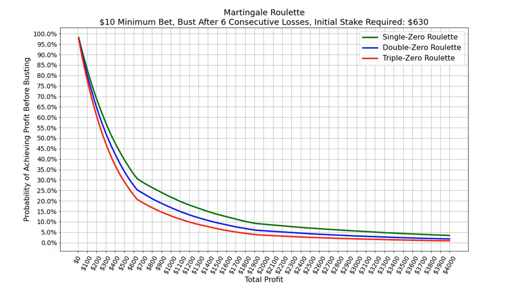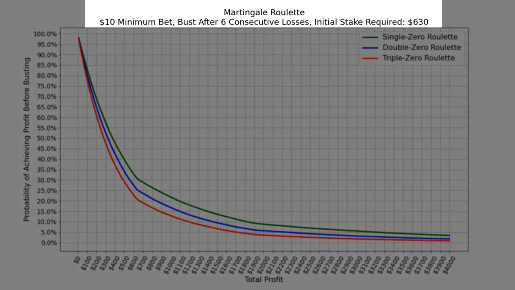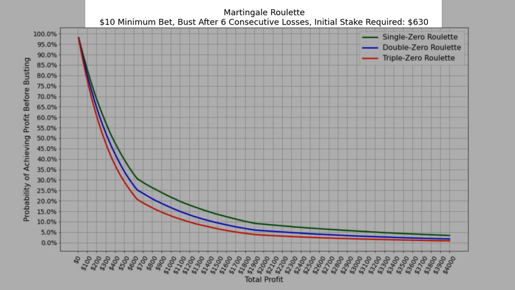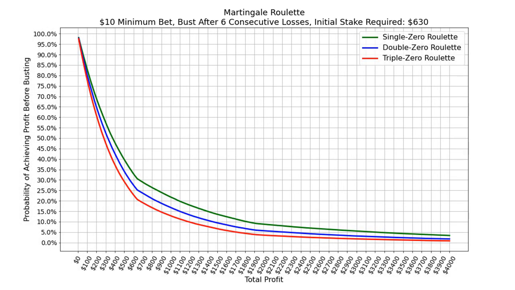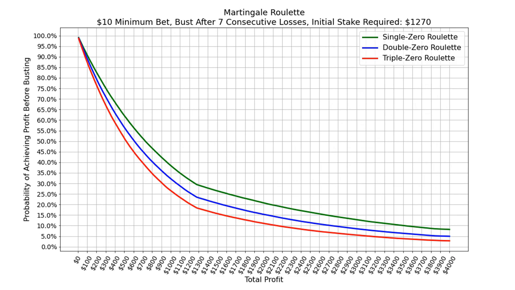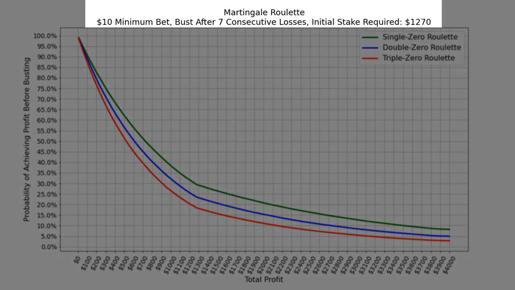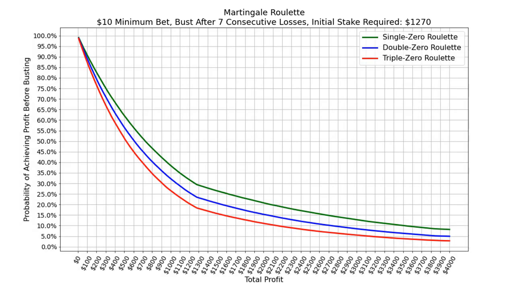Now let's take a look at a few $10 minimum bet scenarios. This chart shows a $10 minimum bet busting after 6 consecutive losses, requiring an initial stake of $630. This next chart shows a scenario involving a $10 minimum bet with an initial stake of $1,270, which protects the player from busting unless they place 7 consecutive losing bets.